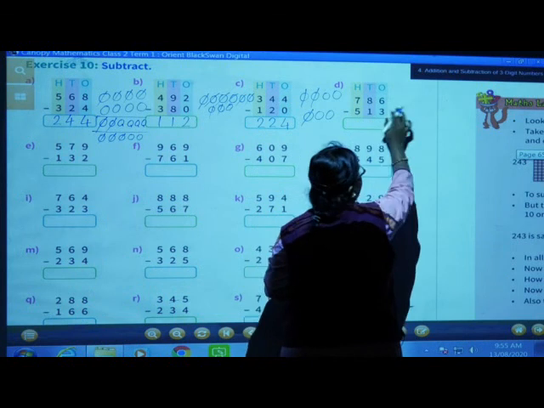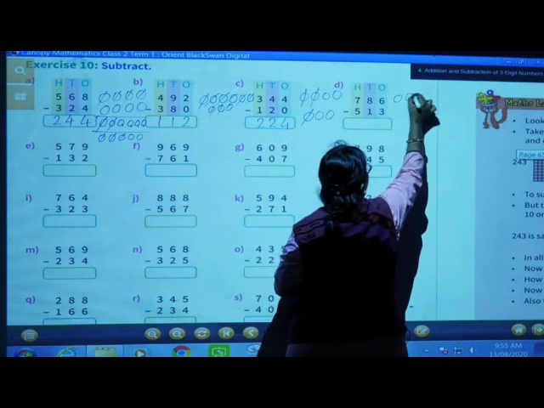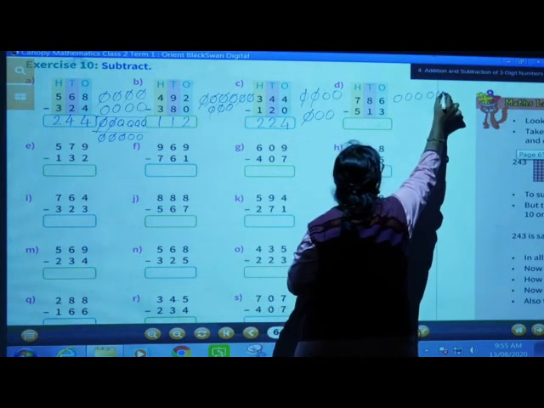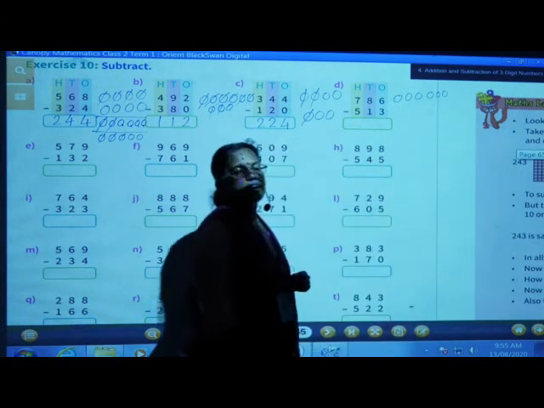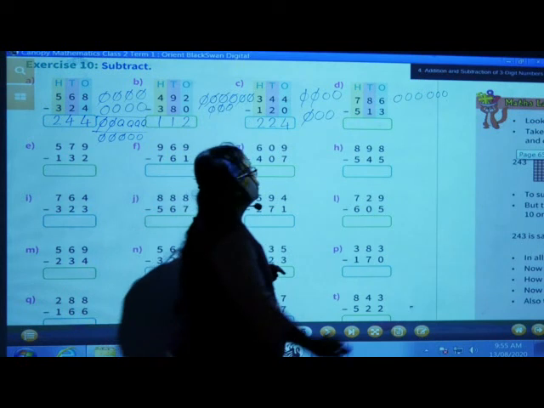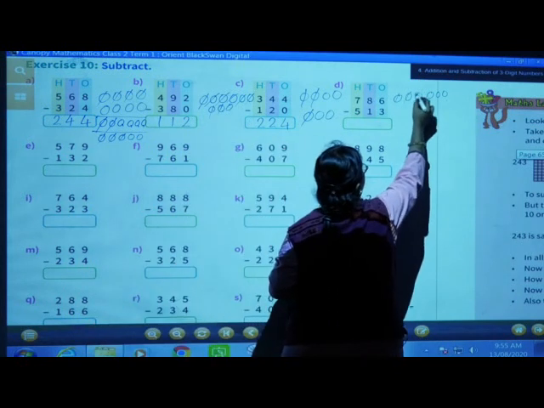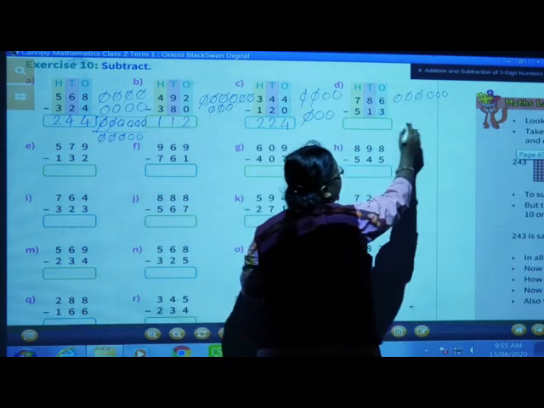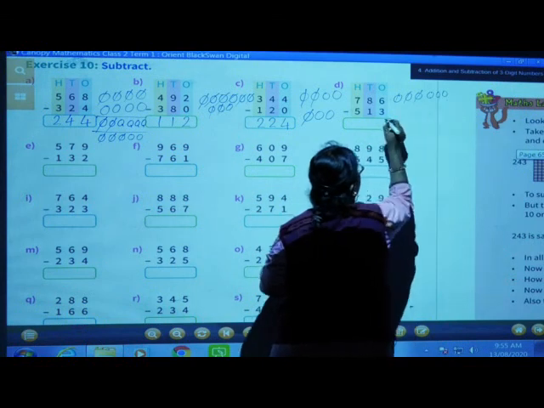Then 6 minus 3. 1, 2, 3, 4, 5, 6. Now in this 6 minus 3, you want to cut how much? 3. So 1, 2, 3. How many remain? 1, 2, 3. Good. 3.